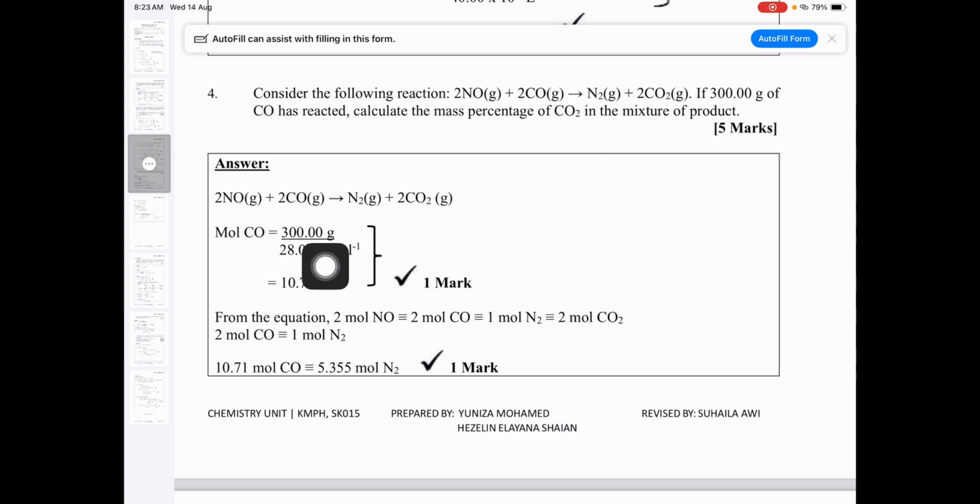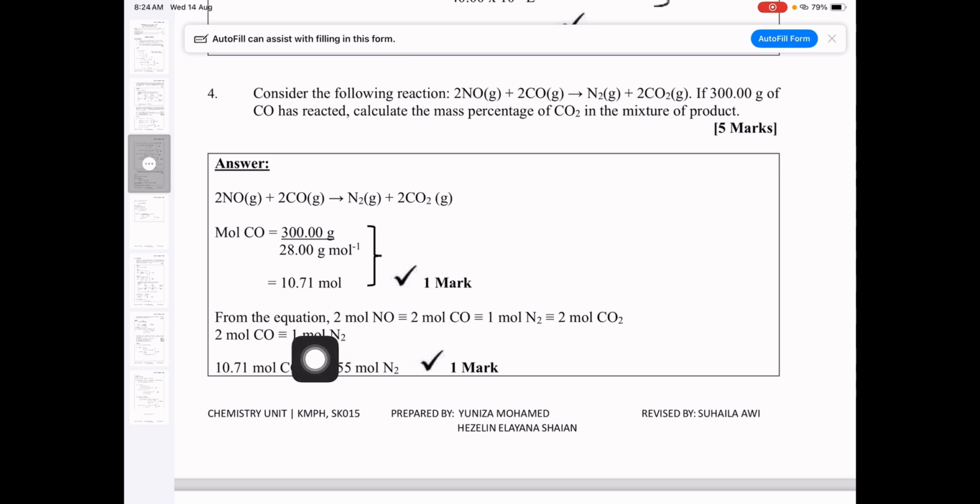Okay, so first we calculate the number of mole of carbon monoxide based on the mass given. So 300 gram divided by the molar mass of carbon monoxide. So the number of mole for carbon monoxide is 10.71 mole. Okay, so 1 mark for the correct number of mole of carbon monoxide.